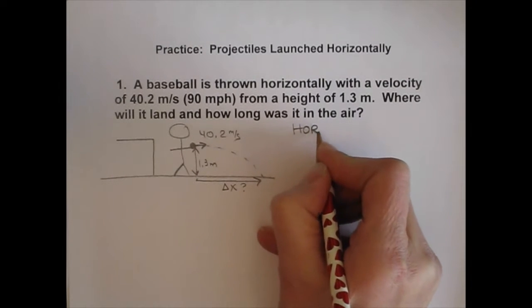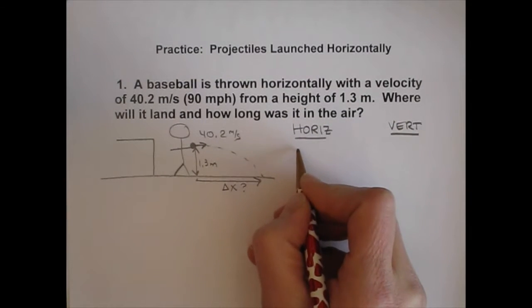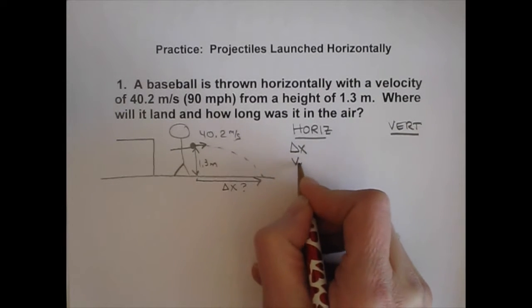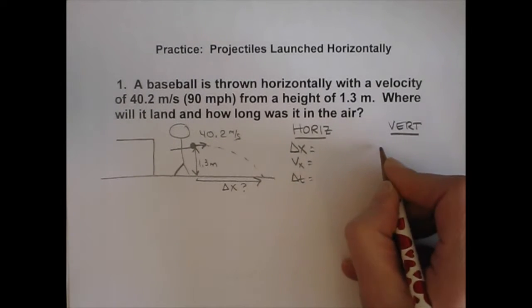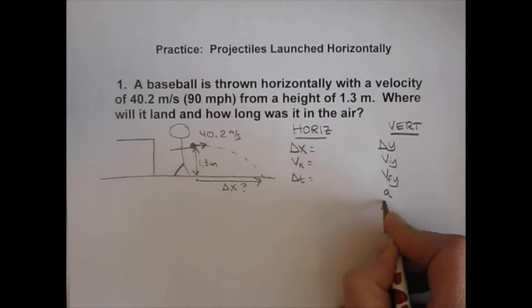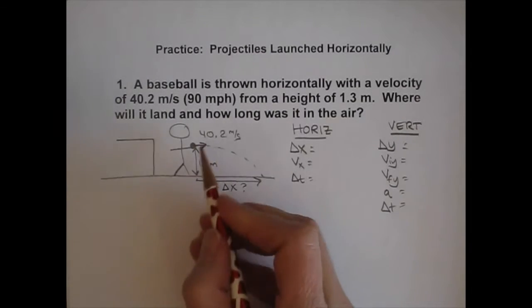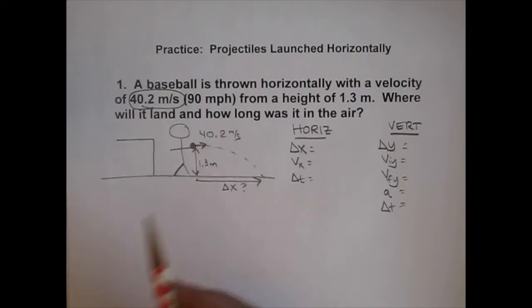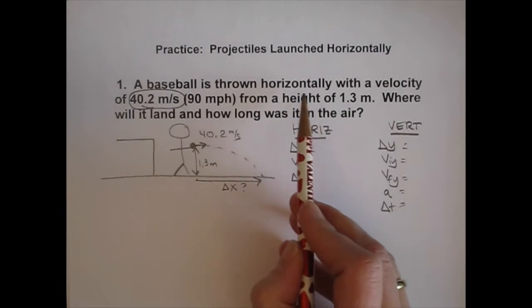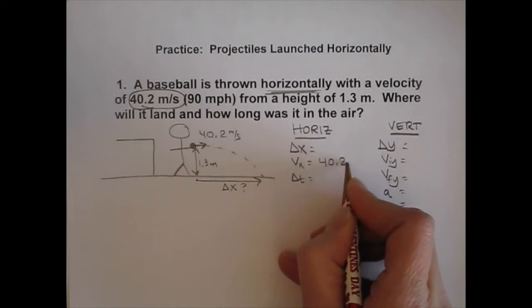Remember always to make your two lists of variables. Horizontally, constant velocity, so just 3 variables in that list. Vertically, we have constant acceleration, so you need your acceleration variables. Okay, then figure out what you have. Remember, be really careful about negative signs. So 40.2, what is that? That looks like the initial velocity, and because it's all horizontal, it would be Vx. So 40.2 meters per second.